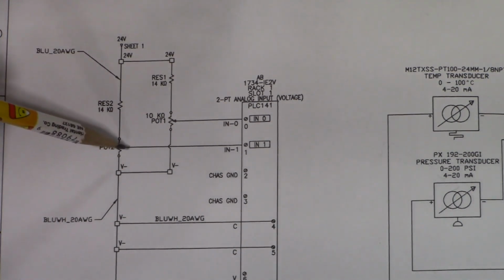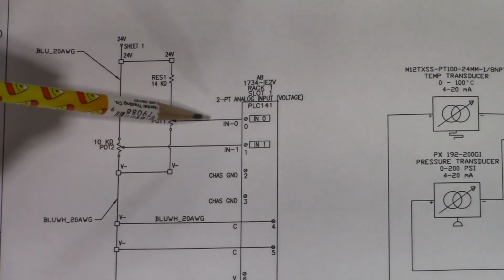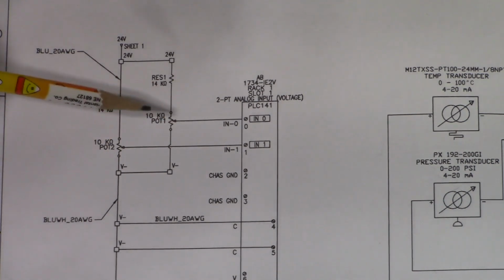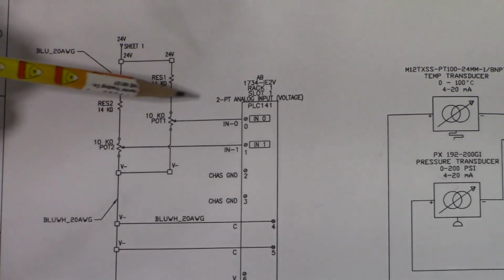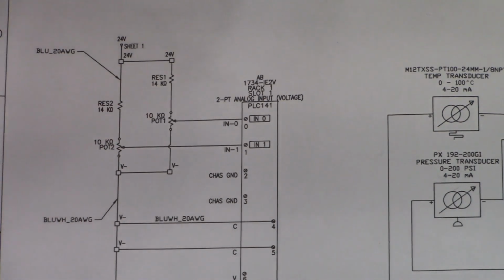Then we take the wiper terminal from our potentiometers, and it goes to the IN0. We have two channels on this particular one, so we have two potentiometers, and one of them feeds into analog input channel 0 and the other into analog input channel 1. So let's take a peek at the actual devices here and do some voltage measurements.